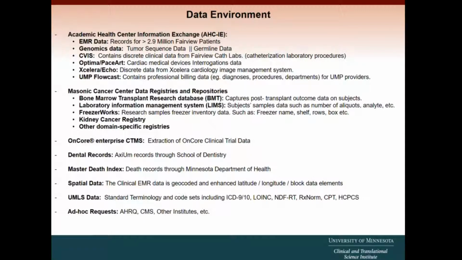As I mentioned, the data from Fairview. You have EMR data, genomics data, which we will also have a slide about, it's the most recently added data. Then CVS data, Optima, PACS, Accelera, Echo, and UMP Flowcast data. From Masonic Cancer Center, we have BMT data, LIMS data, FreezerWorks, the Kidney Cancer Registry, and other domain-specific registries. OnCore data is a daily feed. Dental records, now we established, is fully integrated.